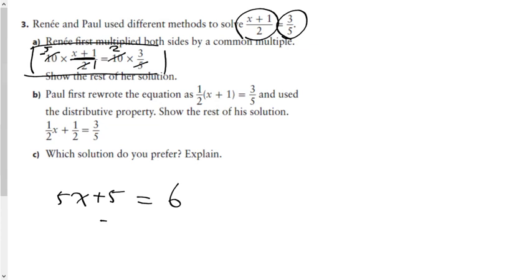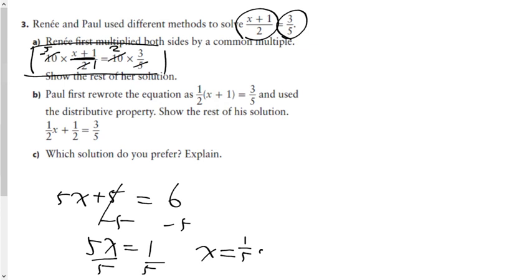So once I do that, I've got a simple equation. Subtract 5 from both sides. 5x equals 1. Divide by 5. And your final answer is x equals 1/5. Or if you want to change it to a decimal, 2/10.